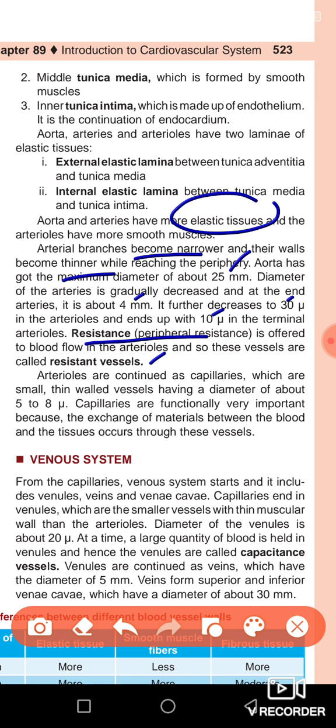Okay, so arteries are going to continue and divide into your smaller capillaries, and capillaries are very thin, very small, with a very small diameter of 5 to 8 micrometers. They are functionally very important because they exchange material between your blood and your tissues, and capillaries give all the nutrients to your cells. So without capillaries we cannot survive, and they are very important for us.